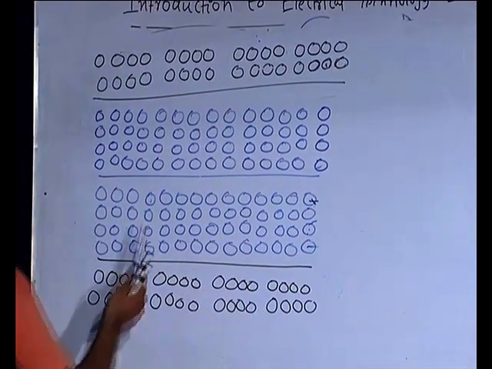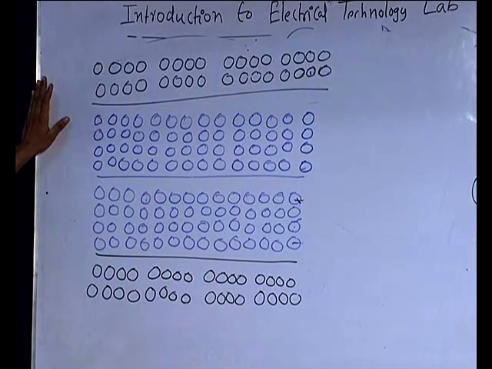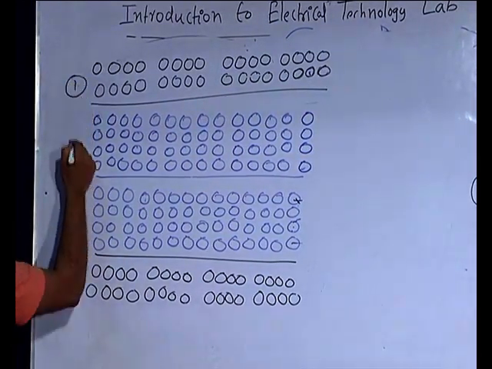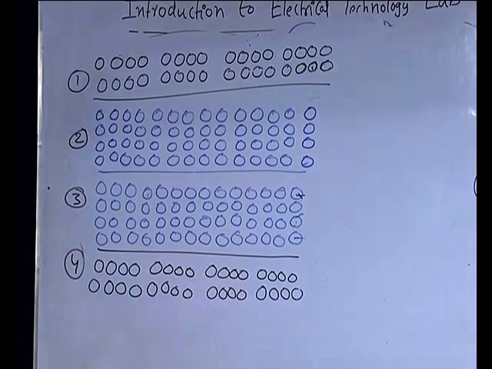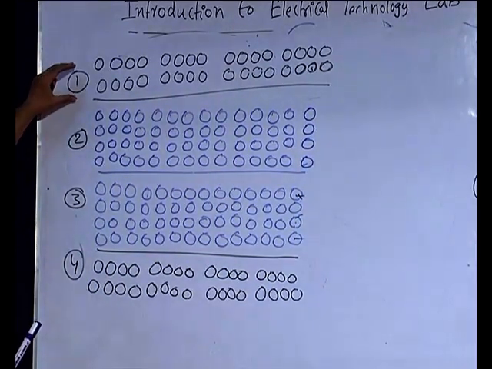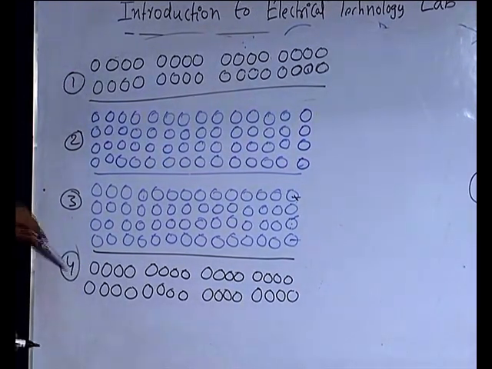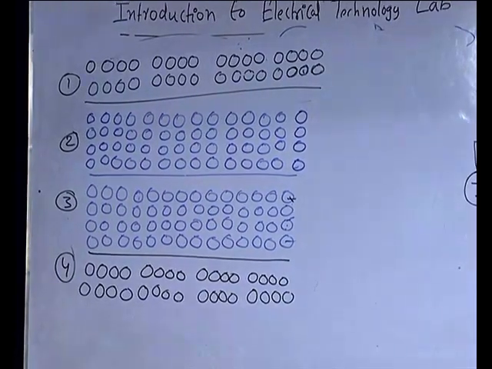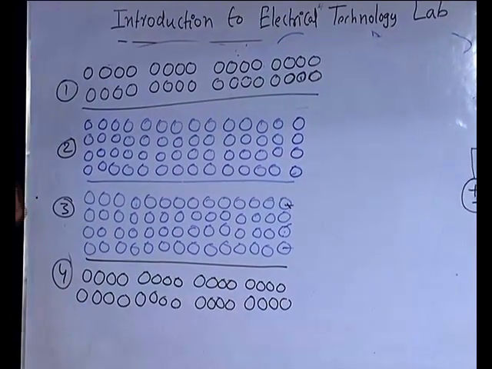Now, look here. These are the 4 parts that I have just shown you on the breadboard. The first one, second one, third one, fourth one. So there are holes like this. If you observe clearly, the first part and the fourth part are the same, and the second part and the third part are the same. Now, how are these holes connected inside this board?